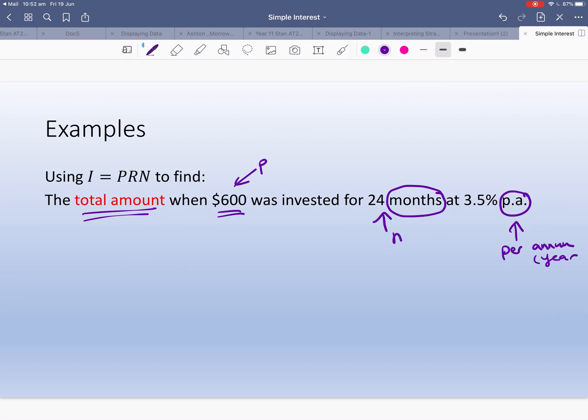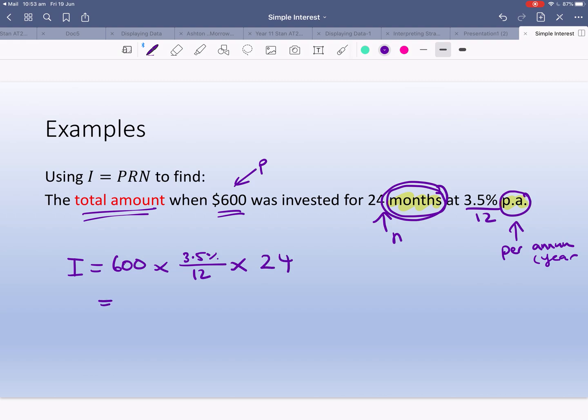So the issue is that we've got months here and we've got years here. I've got to change my years to months. So I'm going to have to divide this by 12 to get it into monthly. All right, let's have a look at it. So we go I equals principal, which is $600, times our rate, which is 3.5. I'm going to keep it as a percentage over 12. Why? Because we're working with months. Times 24 months, so we go 24.